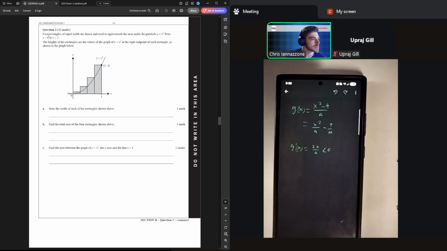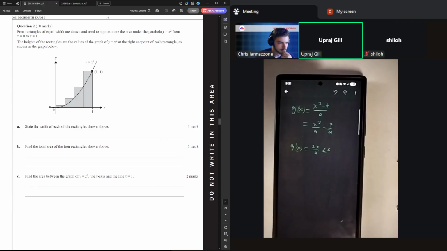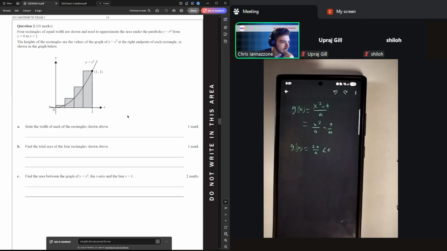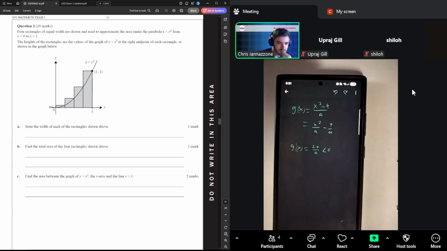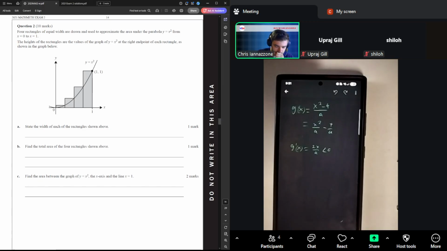Question 2 is where we're starting off. 4 rectangles of equal width are used to approximate the area under the quadratic. State the width of each of the rectangles. Well, that's pretty chill. Is it 0.25? 0.25. Yep. 0.25, perfectly fine. Decimals are allowed as long as they are closed form decimals.